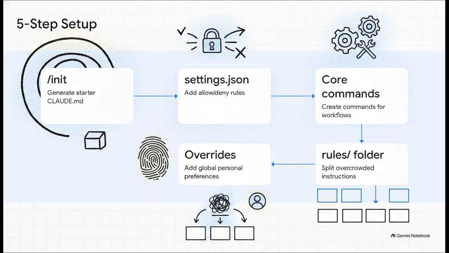Step 3, create core commands for your most common workflows so you aren't typing out the exact same prompts every day. Step 4, as your project inevitably scales, split those crowded instructions out into the rules folder. Keep those context windows lean and laser-focused. And finally, step 5, add your global personal overrides in your home directory so your own unique coding style is preserved without messing up the shared team repo.